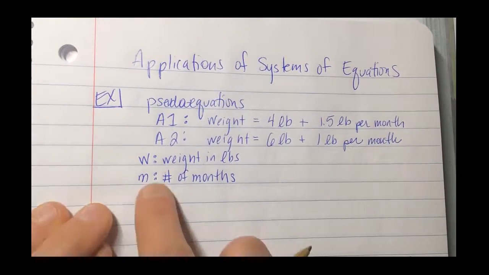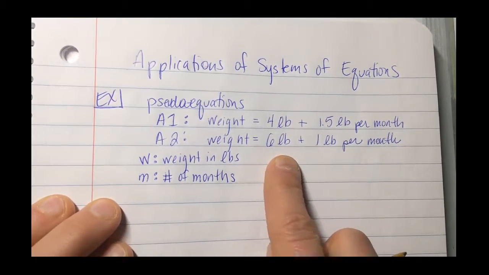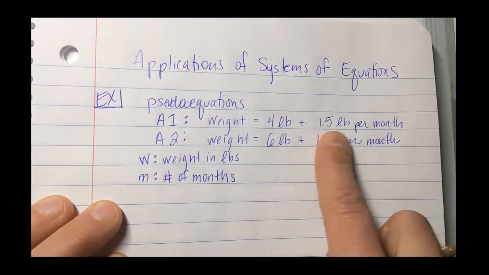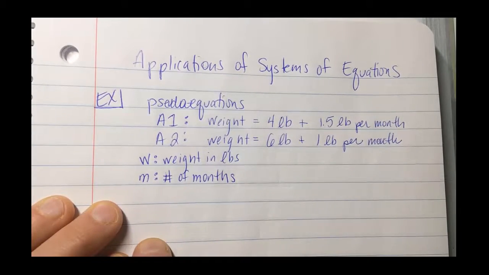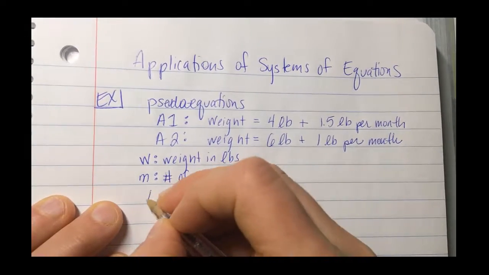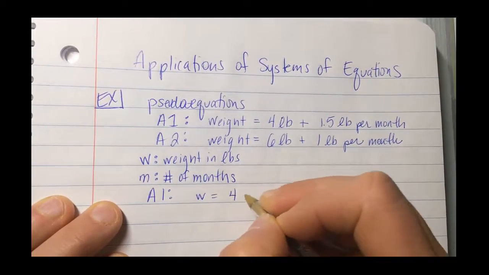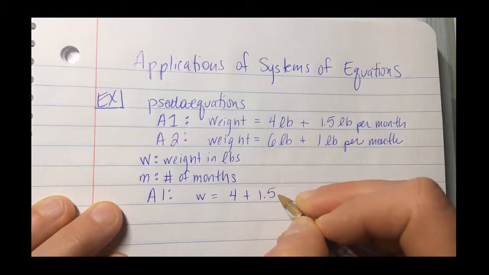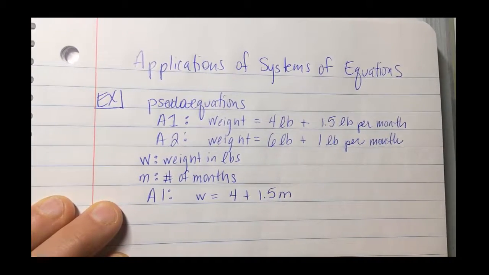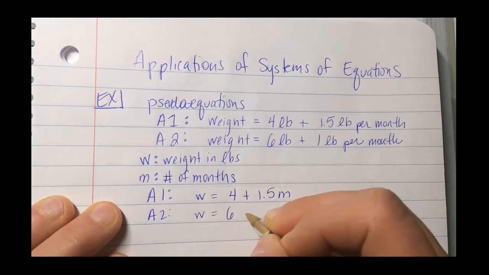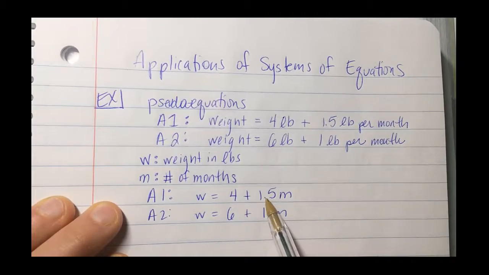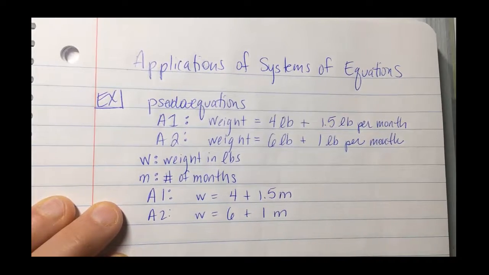Okay, now I'm going to go to exactly what I have on my paper, and I'm going to try and figure out how this might be like an equation that I've solved before. This looks a lot like a y equals, that looks like a b plus an mx or something. So I'm going to write it kind of in that way. So for A1, again I have W equals 4 plus 1.5 per month, so 1.5 times the number of months. And A2 is going to look similarly. Okay, so I've got these two equations, and I can decide how to solve them.